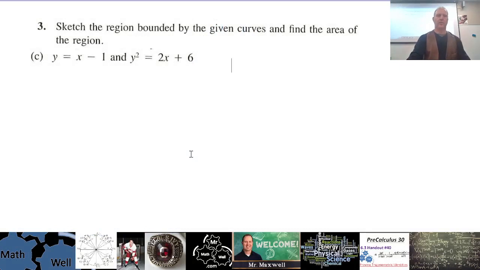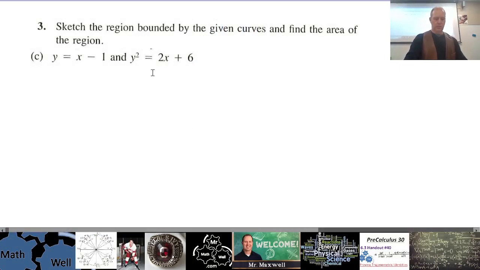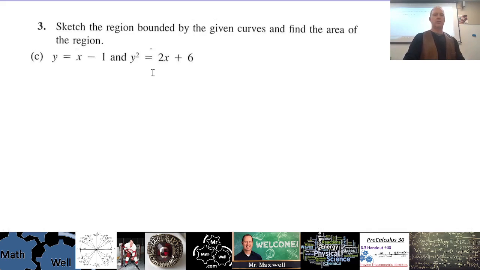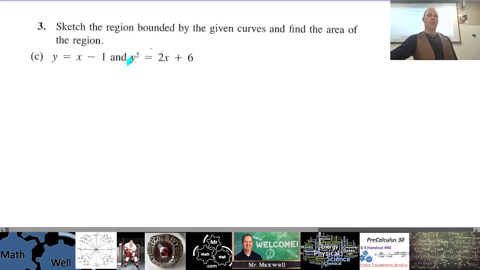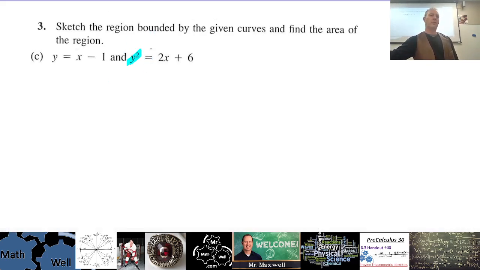All right, so for number 3, this question is on 10.2. It's area between curves. It says: sketch the region bounded by the given curves and find the area of the region. So with letter C, right away you see that the tricky part is that we have a y squared there. Well, what's a y squared doing there? We've never seen that before.